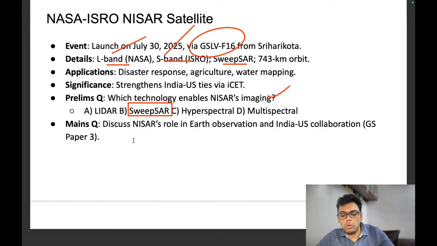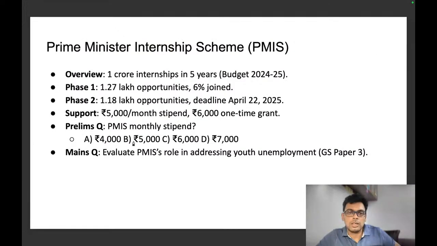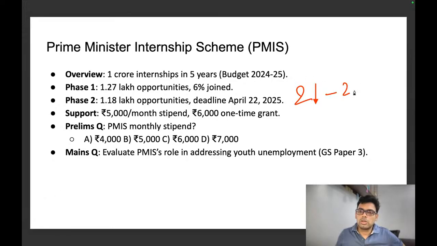Now let's talk about the Prime Minister Internship Scheme. This scheme was announced in Budget 2024-2025. It aims for 1 crore internships in the next 5 years. Phase 1 has 1.27 lakh opportunities, but this data is not that important. The eligibility is important. You have to be in the age group of 21 to 24.